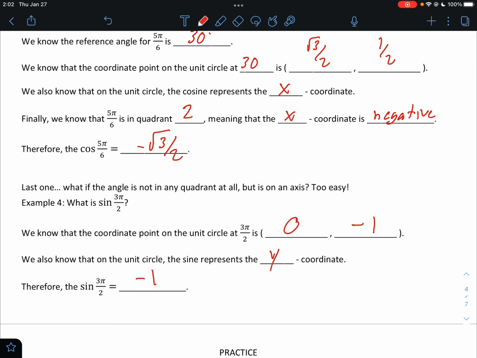On our last 2 slides, there are lots of practice problems. I would highly encourage you to pause this video at this point. Try those 12 problems on your own. Come back and check the answers when you're done.